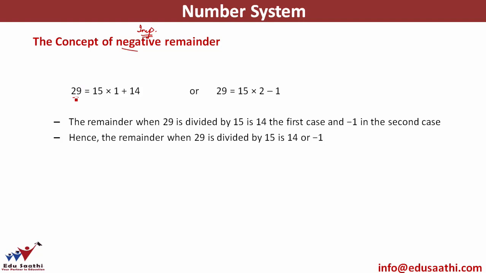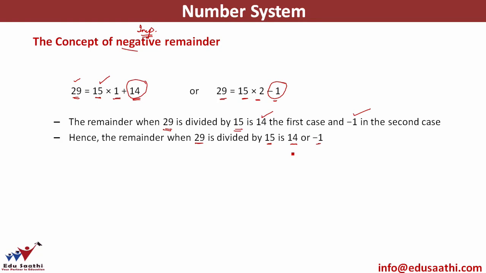If I have to write 29, and I'm dividing it with 15, it can be written as 15 into 1, which is 15, plus 14, which is 29. I can also write 29 as 15 into 2 minus 1. That means this remainder plus 14 and this remainder minus 1 are the same thing. So when 29 is divided by 15, the remainder is coming out to be plus 14 in the first case and minus 1 in the second case. So the remainder when 29 is divided by 15, either I can say it as plus 14 or I can say it as minus 1.